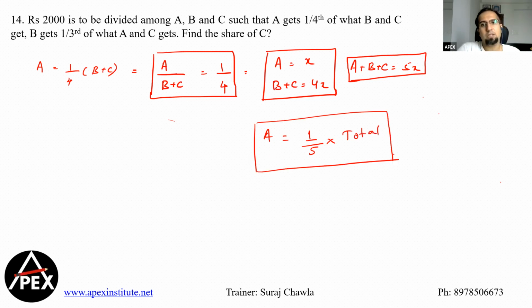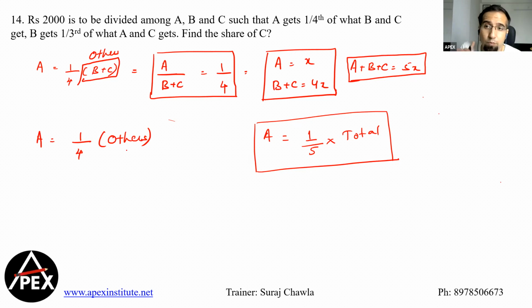Quick responses for the last conclusion. Can I say A is equal to 1 by 5 of total? Great. So this is the shortcut that we are talking about. Now these can be termed as all others, okay? Others, because there are only three people. So if I am saying that A is equal to 1 by 4 of what others get, I repeat, what you will do is add the numerator to the denominator. So I will say A is equal to 1 by 5 of total.